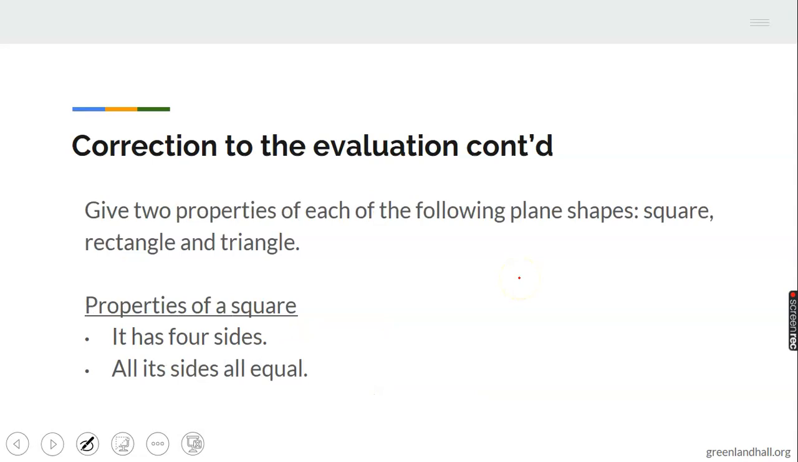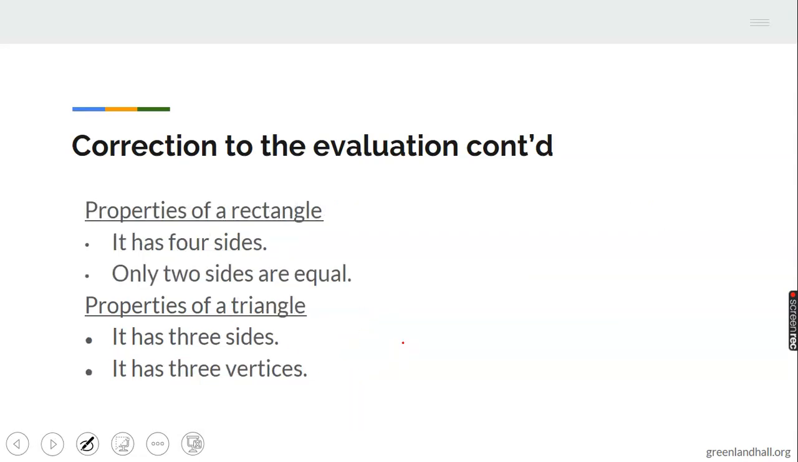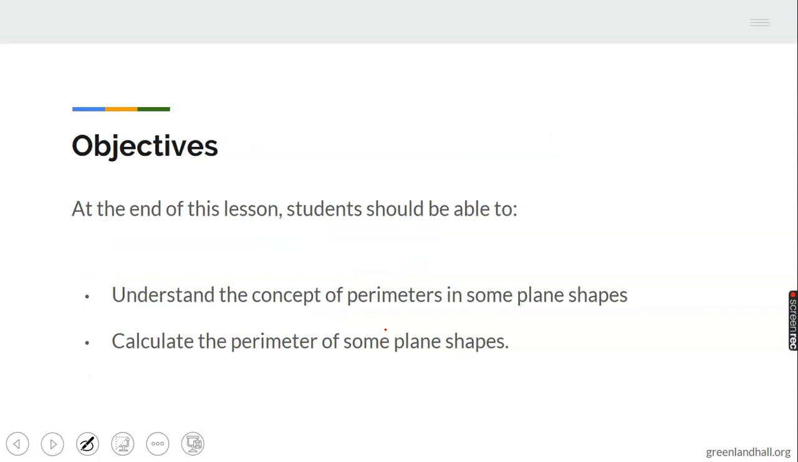Now we'll move to the properties of the plane shapes. A square has four sides. All the sides are equal. Then we have properties of a rectangle. It has four sides as a square, but only two sides are equal. Now for a triangle, we know that a triangle has three sides and three vertices. We learned this in our last class. That means you guys are following. Thumbs up. Makes sense.